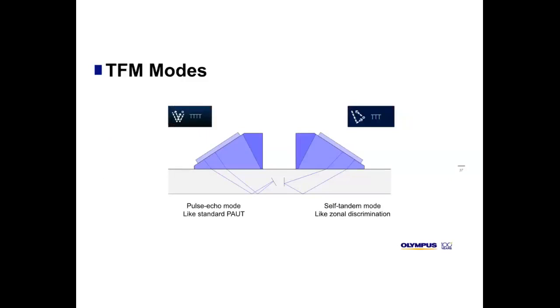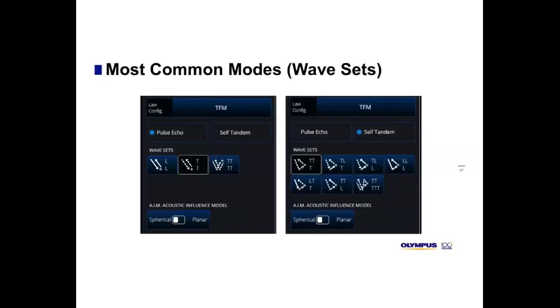There are 10 modes available in X3, 3 in pulse echo and 7 in self-tandem. The choice of the right one will be explained in the next section. Actually, here in pulse echo, we can find LL, TT, 4T or 4L, and in self-tandem, we will have 7 different wavesets. The main ones, or the most interesting ones here, are the 3T and the 5T.